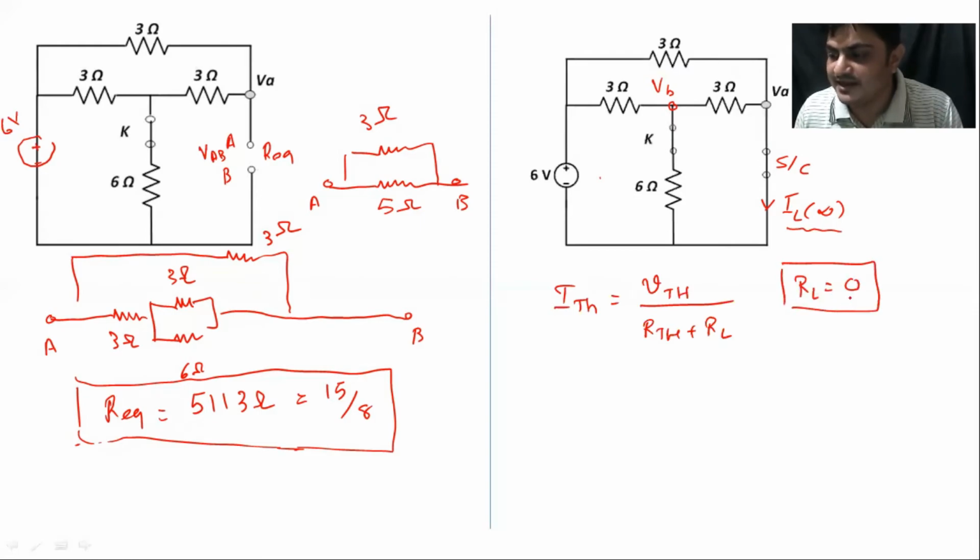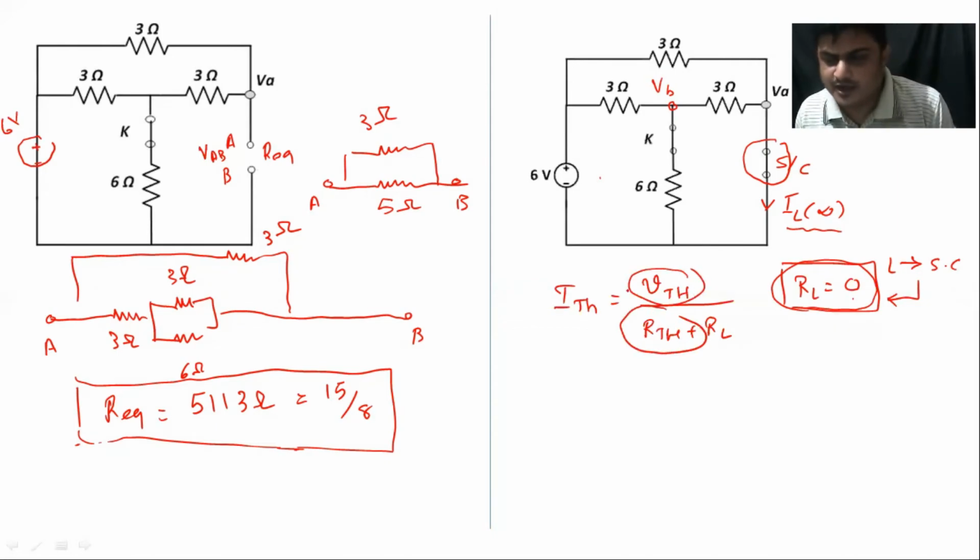Why am I considering RL equal to 0? Because RL is this branch resistance. And right now the inductor behaves as a short circuit, and the inductor itself is my load resistance. If it behaves as a short circuit, it means that the resistance of the inductor is 0. So I Thevenin is nothing but V Thevenin divided by R Thevenin.